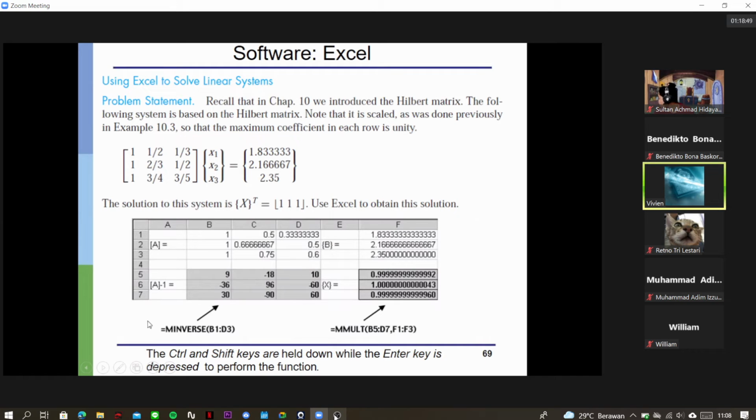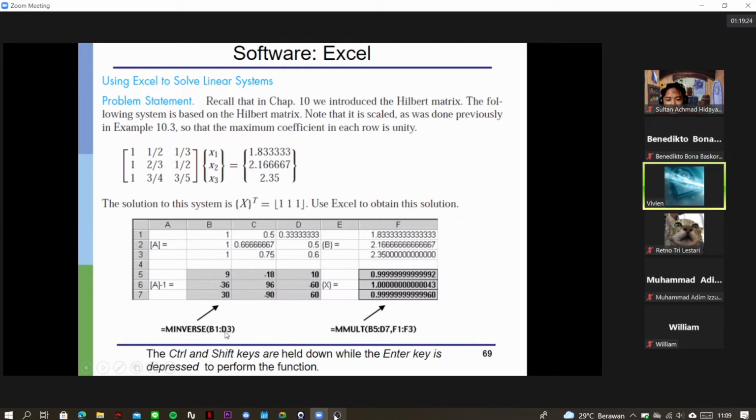So how do we find the inverse of the matrix? First, you have to block the cells, which is the size of the inverse of the matrix, so you have to block 3 by 3 cells like this one. And then you type the function to find the inverse. Excel has a built-in function which will calculate the inverse of the matrix. So MINVERSE here will calculate the matrix. We insert MINVERSE from B1 up to B3, so a 3 by 3 matrix. This is the size.